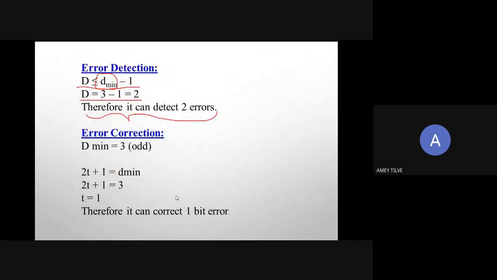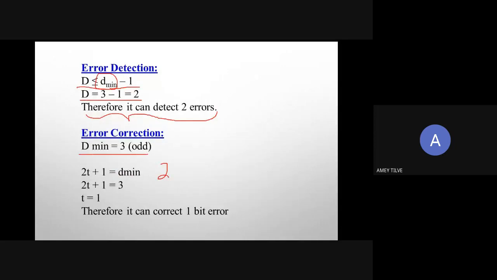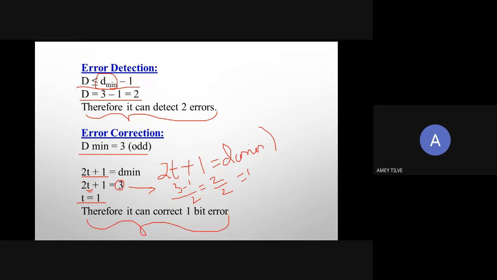So d min is nothing but your odd value. d min is 3. So I will use 2t plus 1 equals your d min. You know the value of d min is 3. So when I calculate t, it will be 3 minus 1 divided by 2. 3 minus 1 is 2, 2 divided by 2, the answer is 1. So that means it can correct up to 1 bit error.